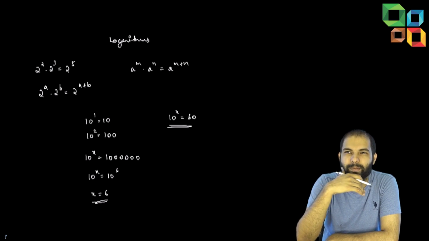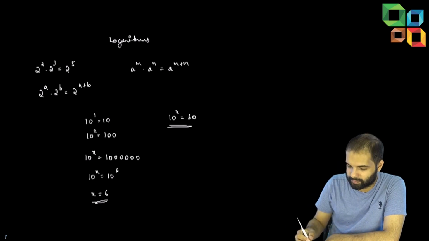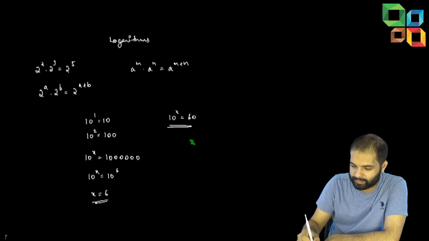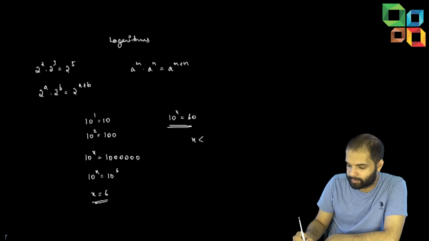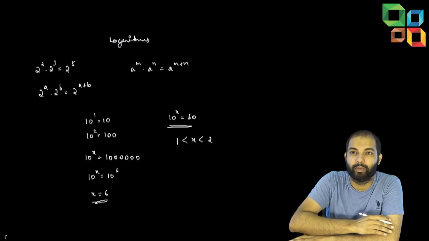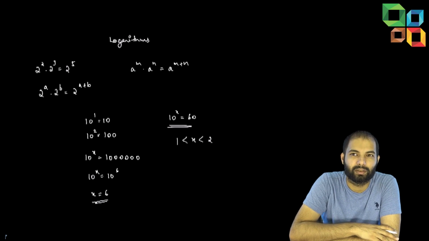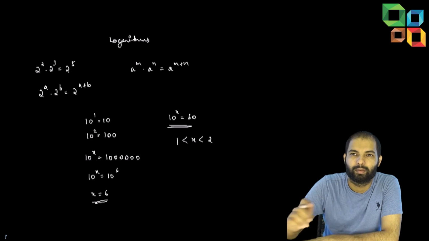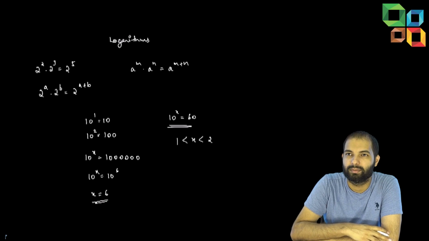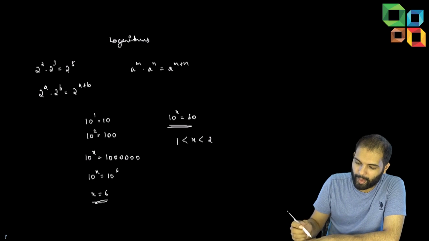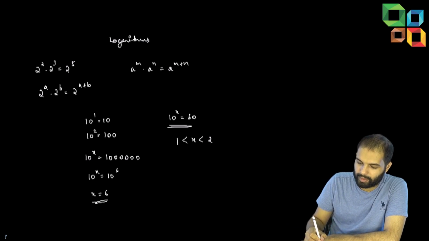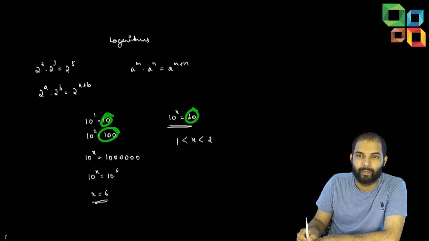Approximate, this is rough. Between 1 and 2. Everybody agrees with this? Or is there any doubt? Why should it be between 1 and 2? What is the justification, Siri? 10 power 1 is 10 and 10 square is 100. So 60 is between 10 and 100. So she's saying this is 10, this is 100, and the value we got, 60, is between them, right?